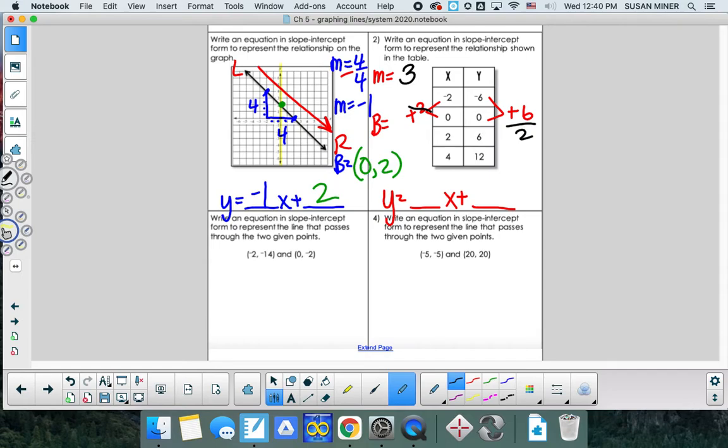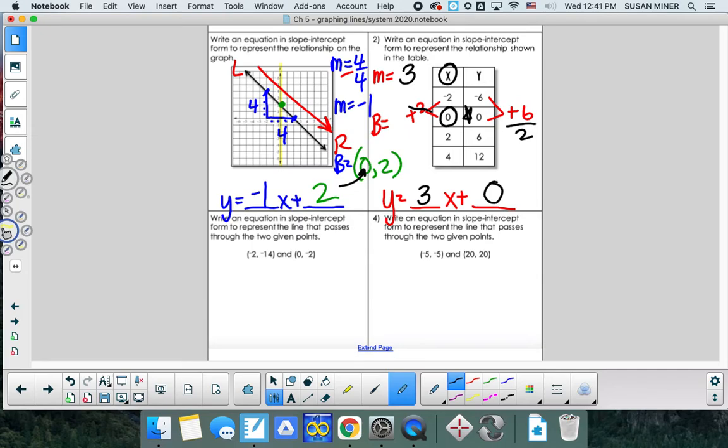So in this case, my slope is 3. Now I just have to find my y-intercept. Well, guess what? My y-intercept is always where x is equal to 0. And look at this. In my x column, I have a 0. And so I immediately know that whatever my y value is right here, that's going to be my y-intercept. So this one was really easy because I had a 0 in my x column.